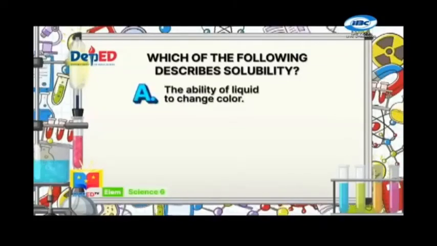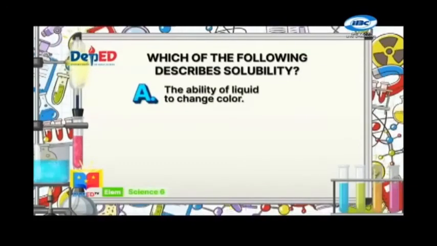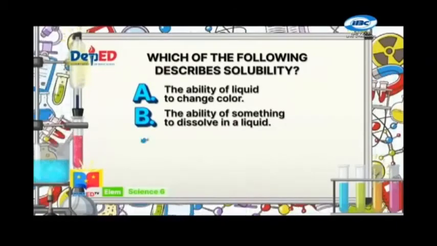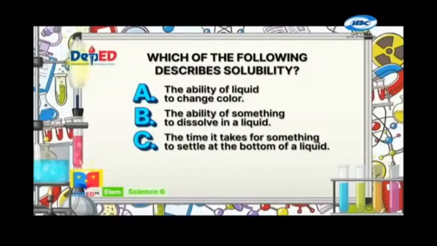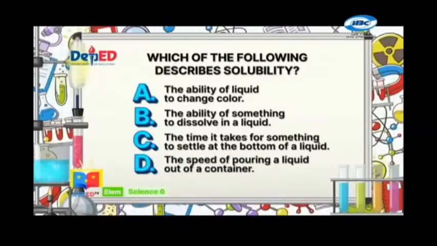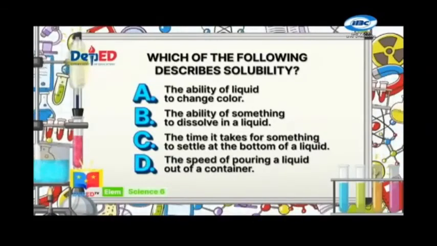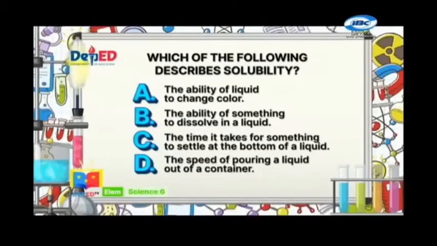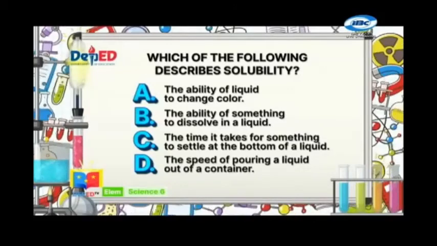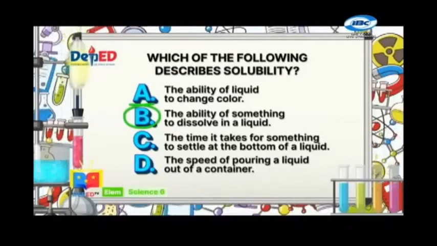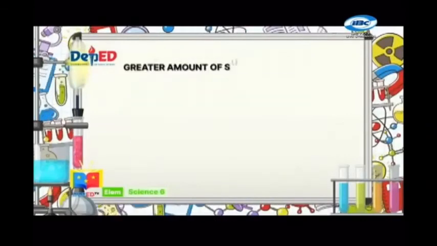Number 2. Which of the following describes solubility? A. The ability of liquid to change color. B. The ability of something to dissolve in a liquid. C. The time it takes for something to settle at the bottom of a liquid. Or D. The speed of pouring a liquid out of a container. The correct answer is B, the ability of something to dissolve in a liquid.